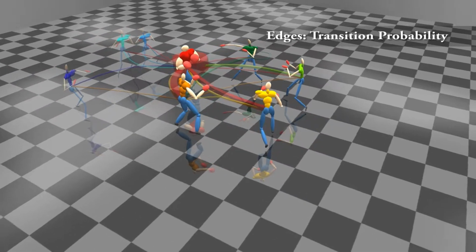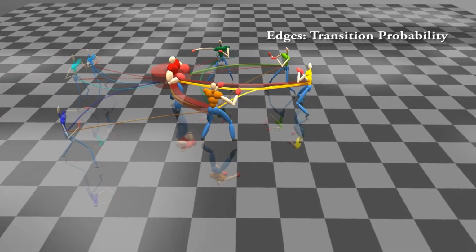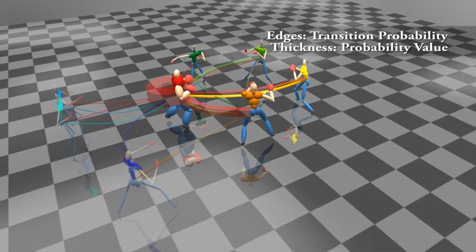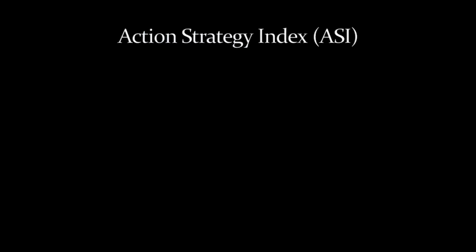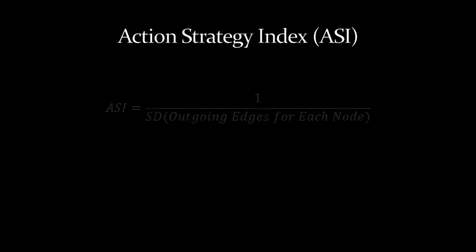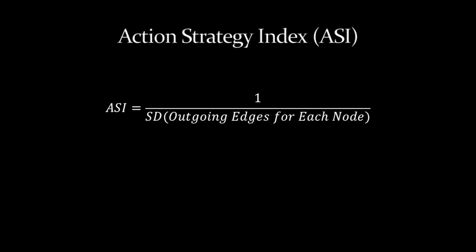We obtain the transition probability among the actions and visualize it as the edges. A thicker edge means a high chance to launch connected actions. Based on the action graph, we propose the action strategy index, which is defined as the inverse of the standard deviation of the outgoing edges for each node. It evaluates the unpredictability of action patterns.